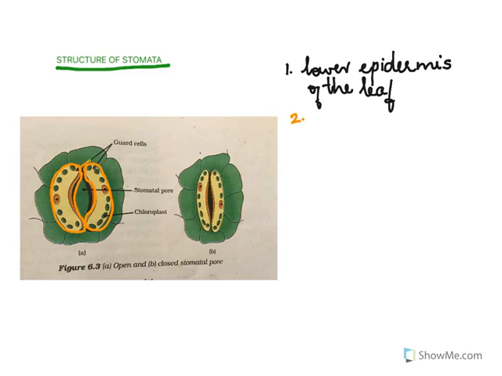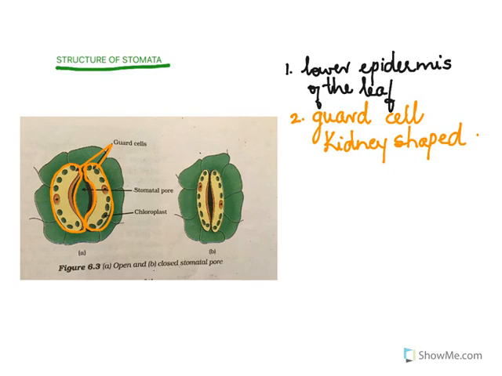So the guard cells which surround the stomata are kidney-shaped. The center in between the guard cells is the stomatal opening. So we have the stomatal opening.